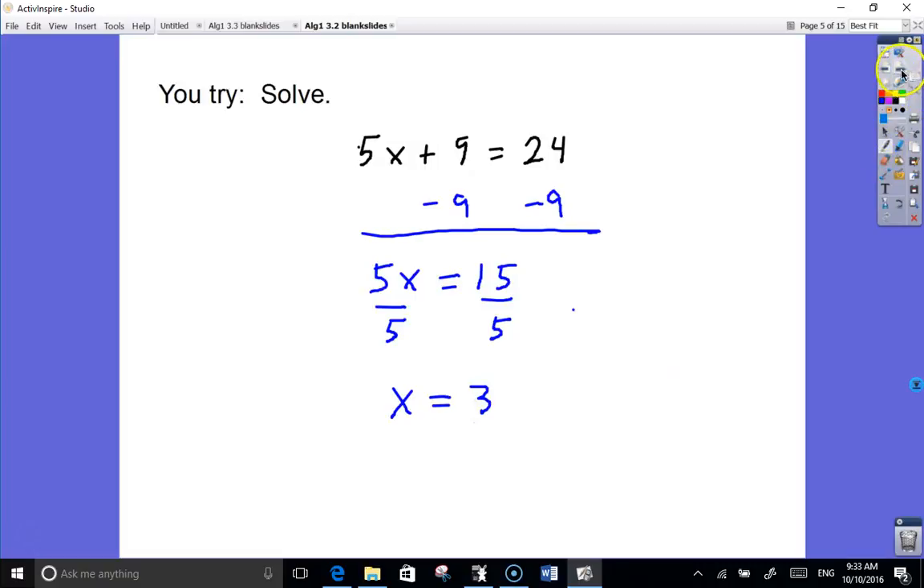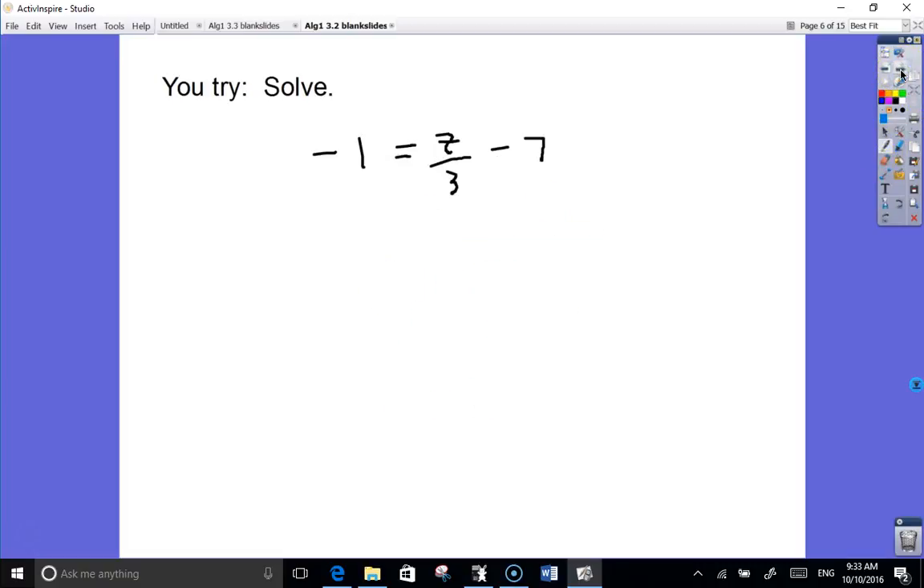Okay, try another one. Okay, what was the first step? First step. We want to get rid of the minus 7, right? And what's the inverse of subtracting? Add. So we add 7, add 7. Negative 1 plus 7 is 6.